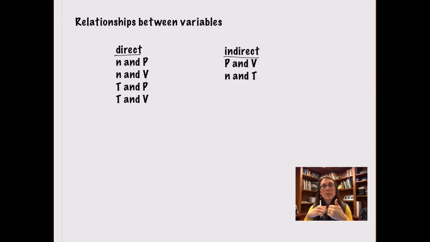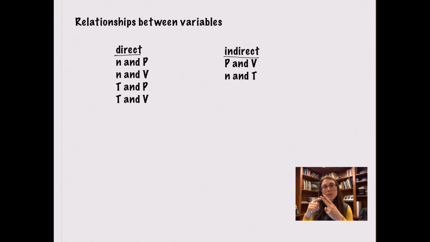As temperature goes up, in order to keep everything else the same, the volume has to go up because those particles are moving faster. There are, of course, also indirect relationships, and so these indirect relationships are pressure and volume. As the pressure goes up, assuming temperature and number of particles stays the same, you must have a smaller space for those particles to move within.